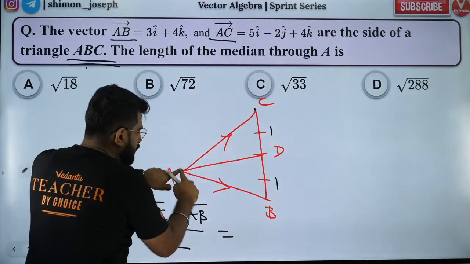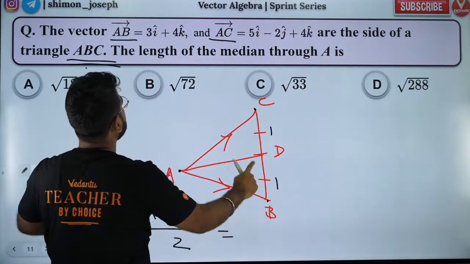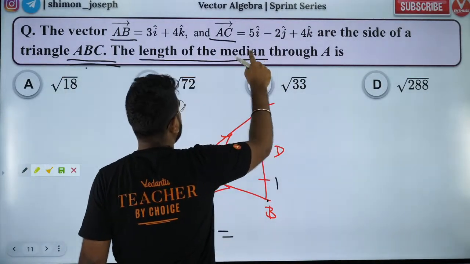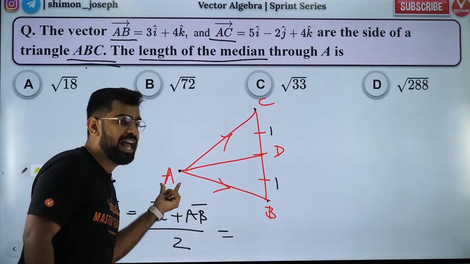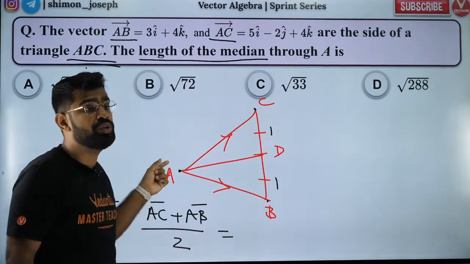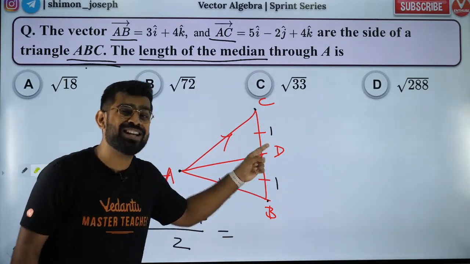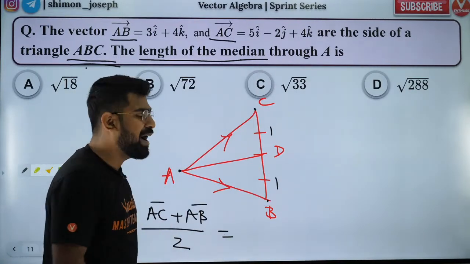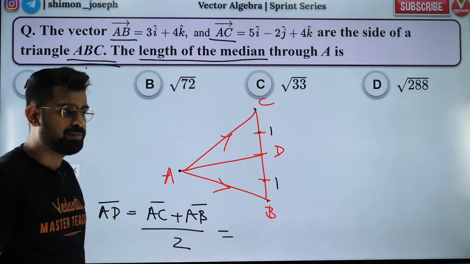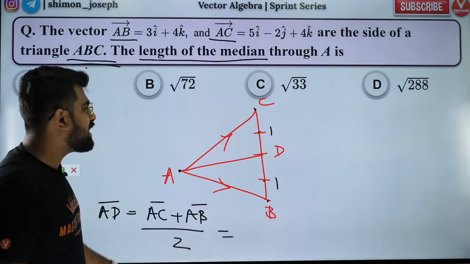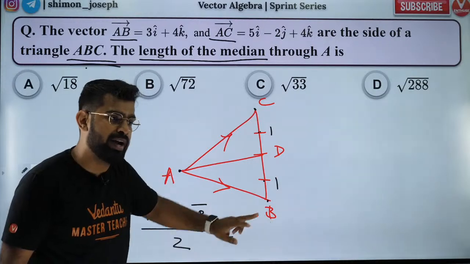AB vector means from A to B. And they want the length of the median. Median means a line from one vertex to the opposite side such that it bisects the opposite side. Bisects the opposite side means it divides it into two equal parts. So that is why I took the ratio as 1:1.